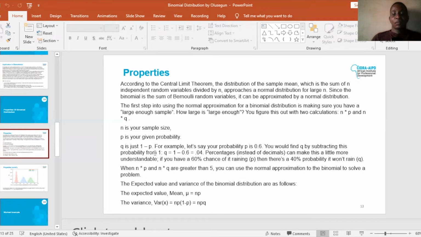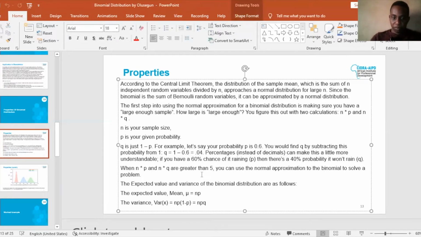Percentages instead of decimals can make this a little more understandable. So if you have a 60% chance of it raining, there is a 40% chance that it will not rain. When n times p and n times q are greater than 5, you can use the normal approximation to the binomial to solve a problem. So I noticed an error here, not 0.04. It is 0.4. Good. So when n times p and n times q are greater than 5, we can use the normal approximation to the binomial to solve a problem.